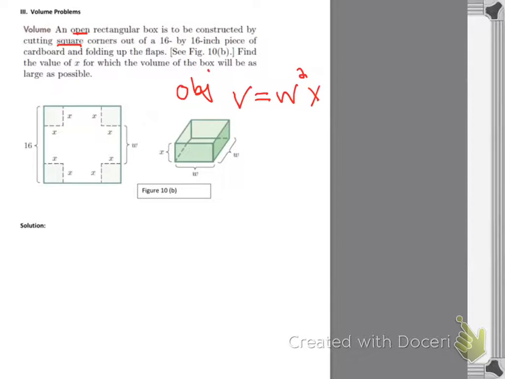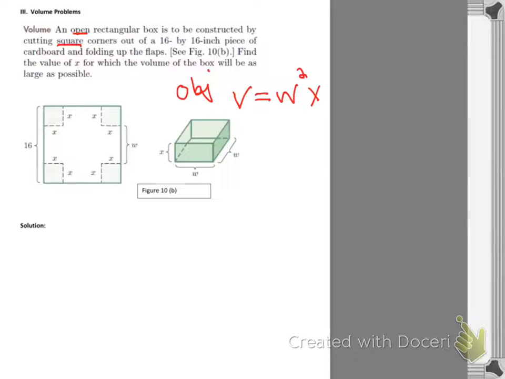Okay, our constraint is how big a piece of paper we have. So this is a very nice diagram. I need to figure out what kind of measurements I have here, so let's think about this. I know my volume is going to be length times width times height, and then I have some information here about what I'm looking at.